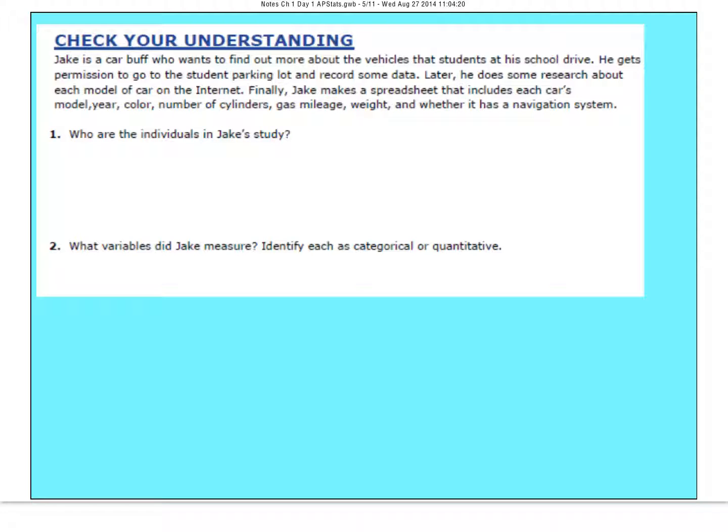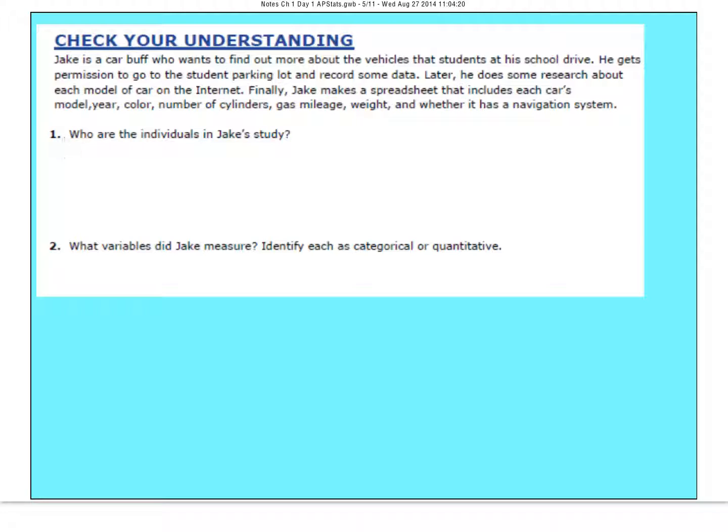To further check your understanding, let's look at this. Jake is a car buff who wants to find out more about the vehicles that students at his school drive. He gets permission to go to the student parking lot and record some data. Later, he does some research about each model of car on the internet. Finally, Jake makes a spreadsheet that includes each car's model, year, color, number of cylinders, gas mileage, weight, and whether it has a navigation system or not.